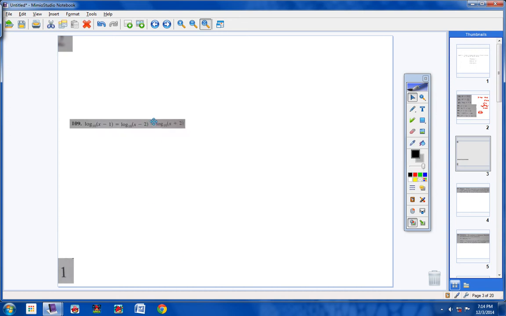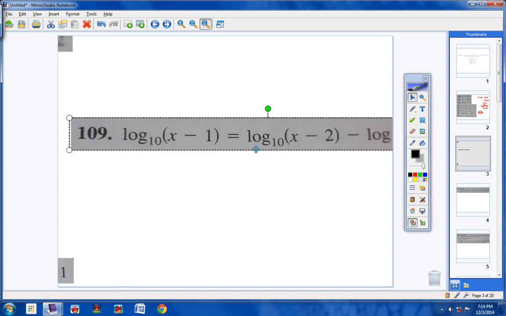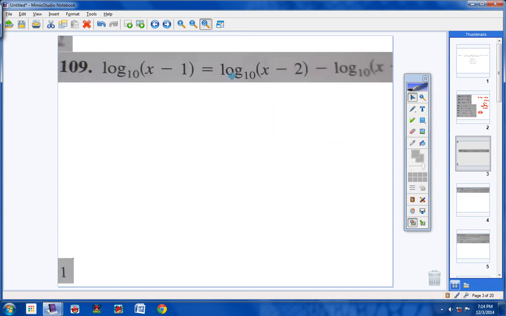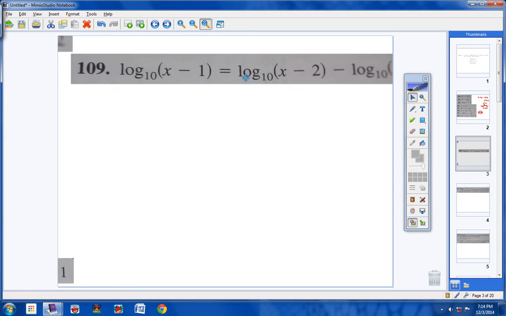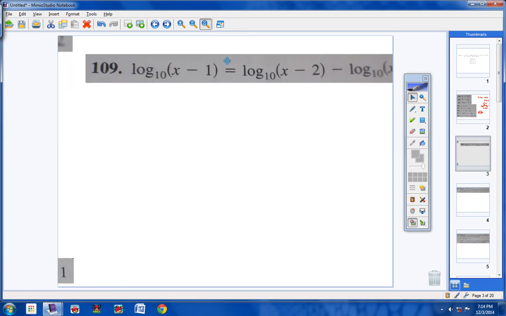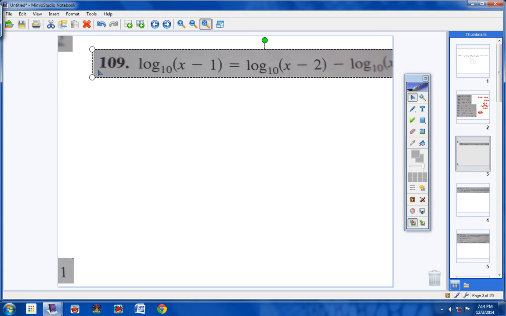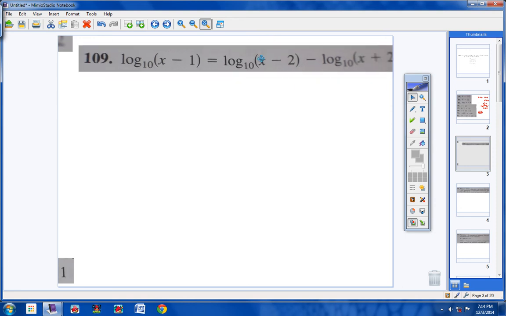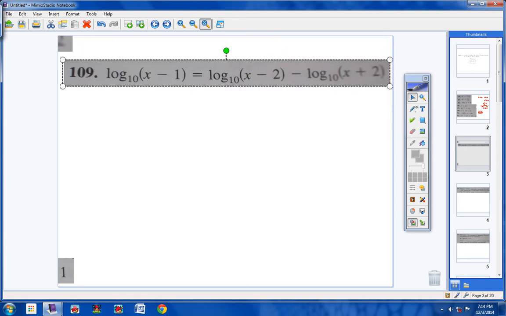And here we go, number 109. Okay, here we go. Now students, first of all, the first thing I want you to see is this. Notice I have logarithms on both sides of the equation, so my goal is to get one logarithm over here and one logarithm over here, and then when I do that, I can just cancel out the logarithms. Okay, I'll show you what I mean when we get there.